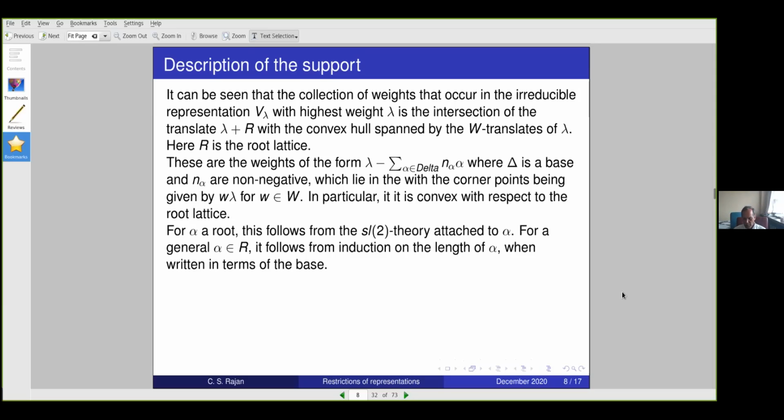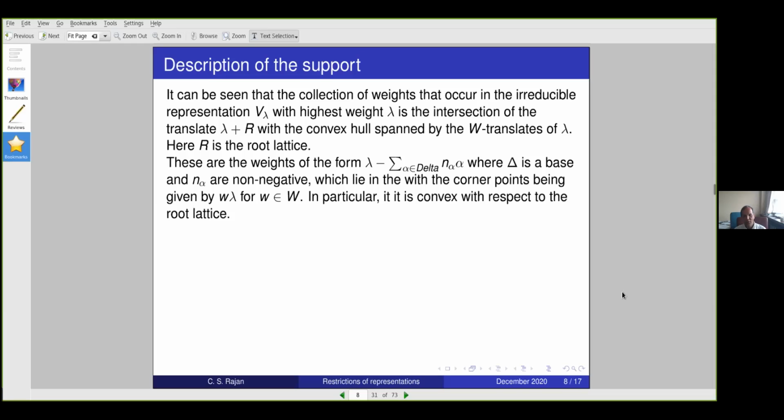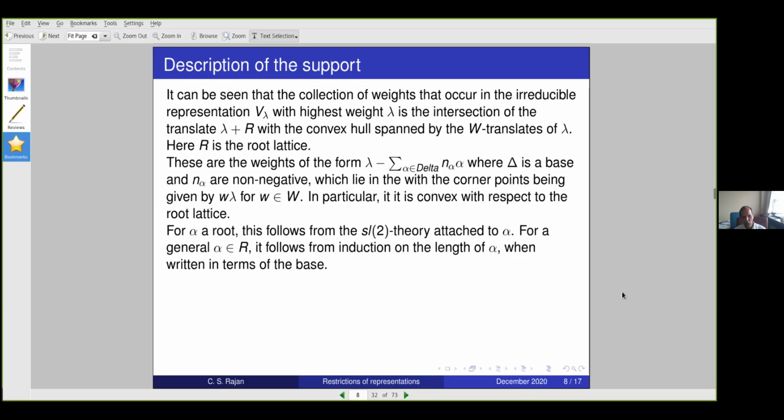Okay, so coming back, the proof of this for alpha a root follows from the SL2 theory attached to a root. For a general alpha, it follows from induction on the length of alpha when written in terms of the base. This is, for instance, proved in Bourbaki, chapter 7, part 8, but it's also there in Kac's book, that it's convex with respect to this entire root lattice.